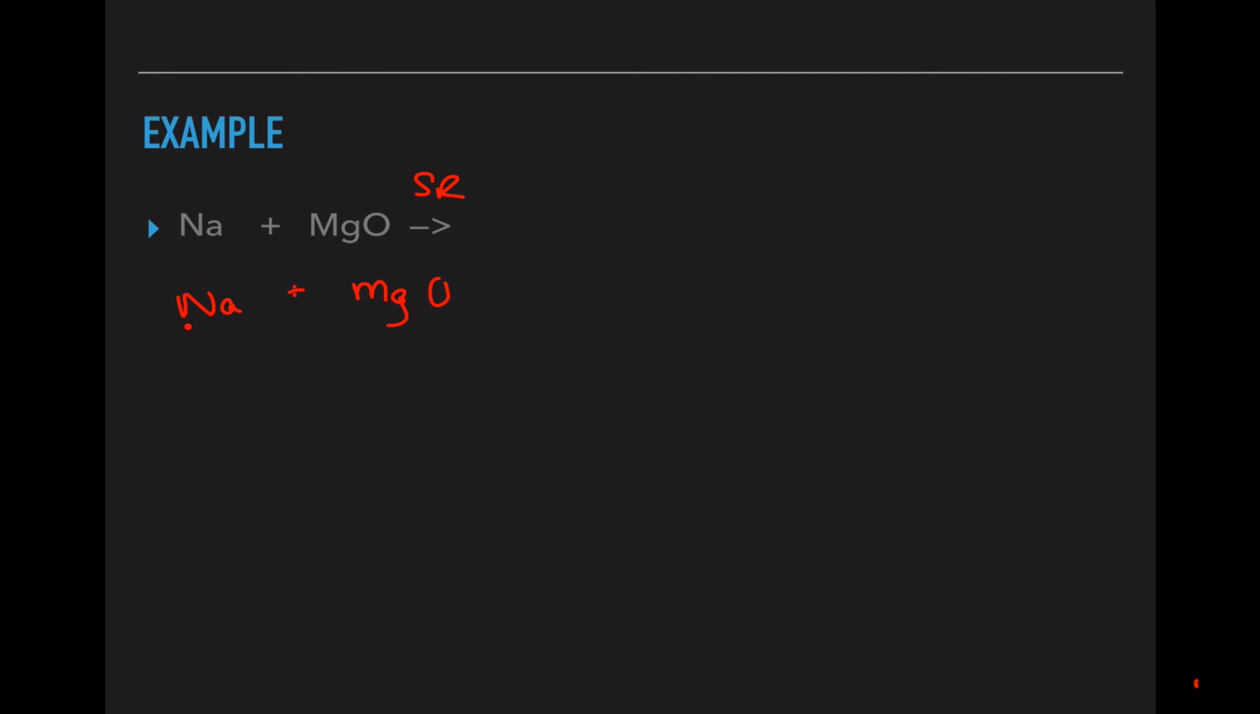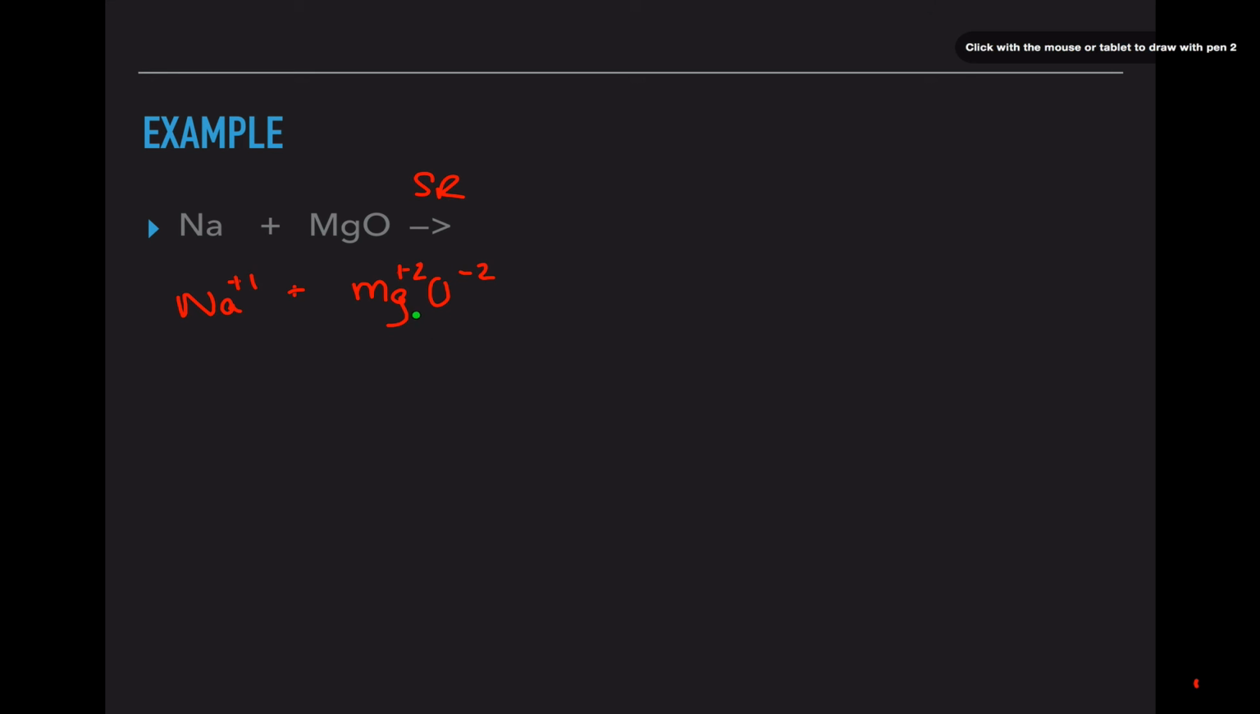So Na, we have to find him on the periodic table, and he's actually in the first column, so he has a +1 oxidation number. Mg is in the second column, so his oxidation number should be +2, but O's should be -2. Since there are no down low numbers here, that means that we canceled those out. So we have a +2 and a -2.